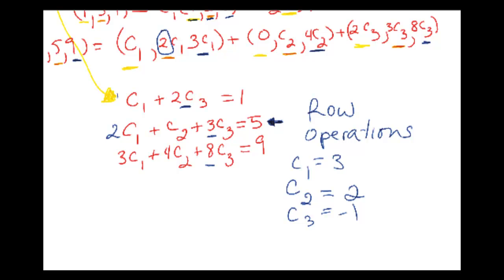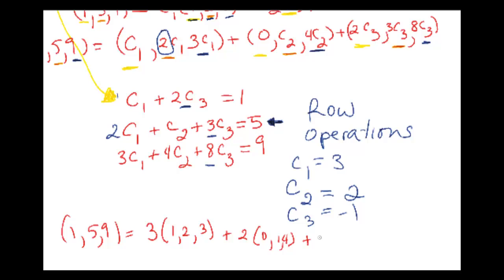In this case, we could write out a final answer if we wanted to, like this. 1, 5, 9 indeed is a linear combination, because C1 was a 3 times the 1, 2, 3 vector v1 that we had originally, plus C2, which is a 2, times the 0, 1, 4 vector, plus the 3 times the 2, 3, 8 vector.